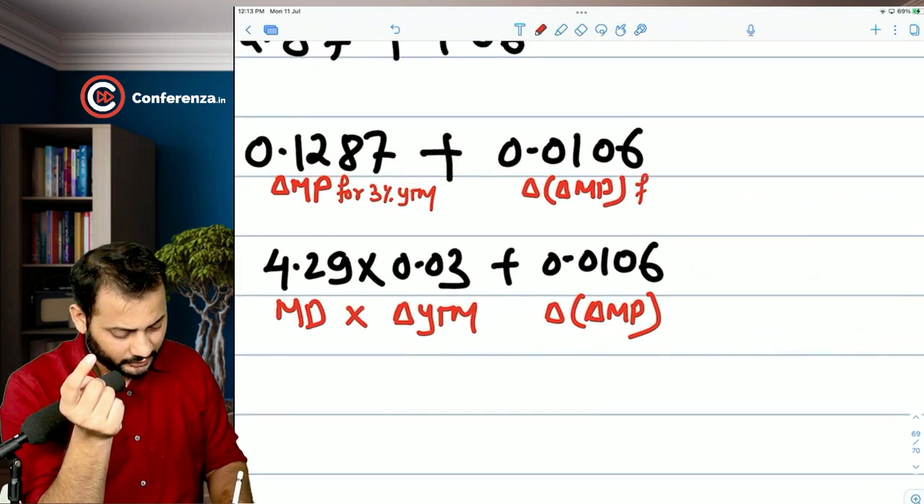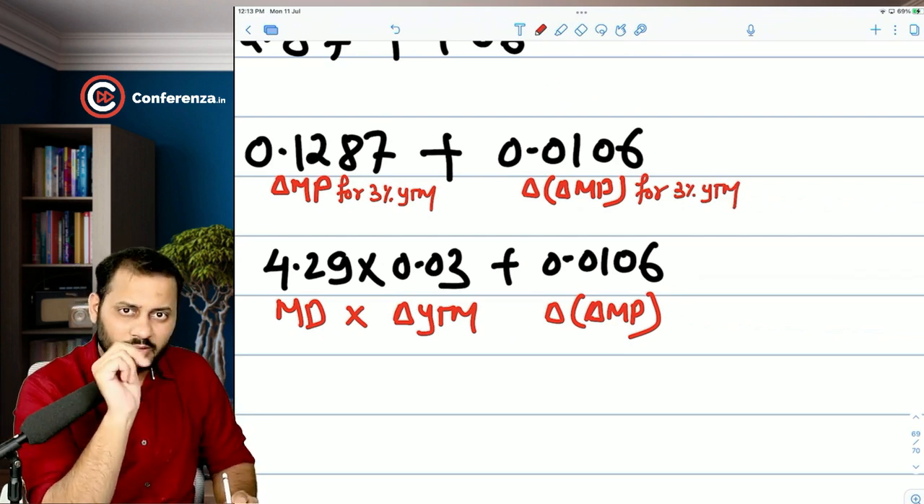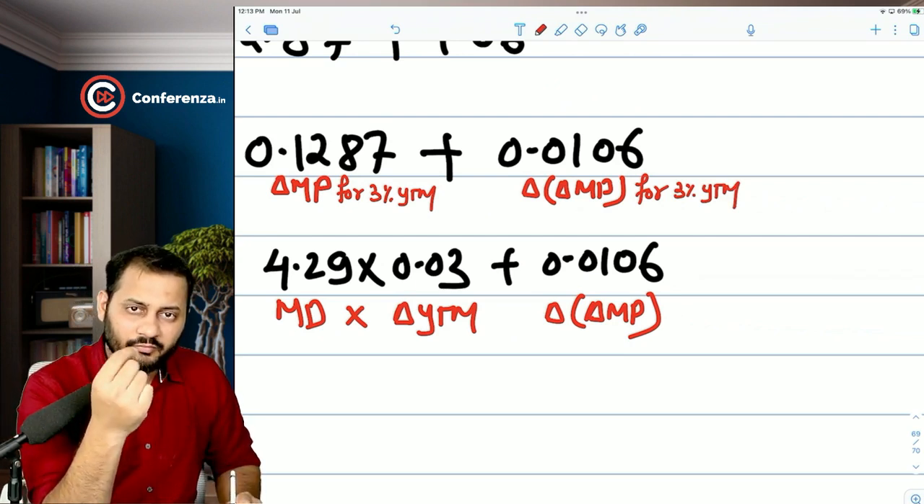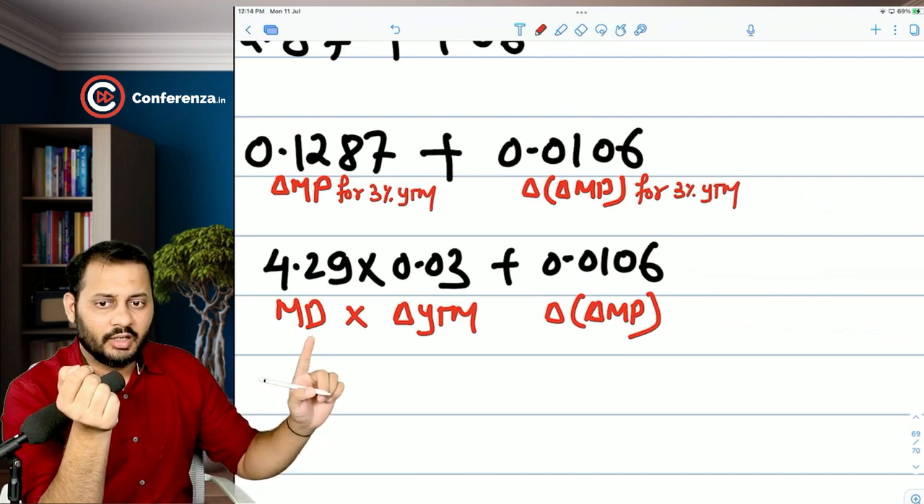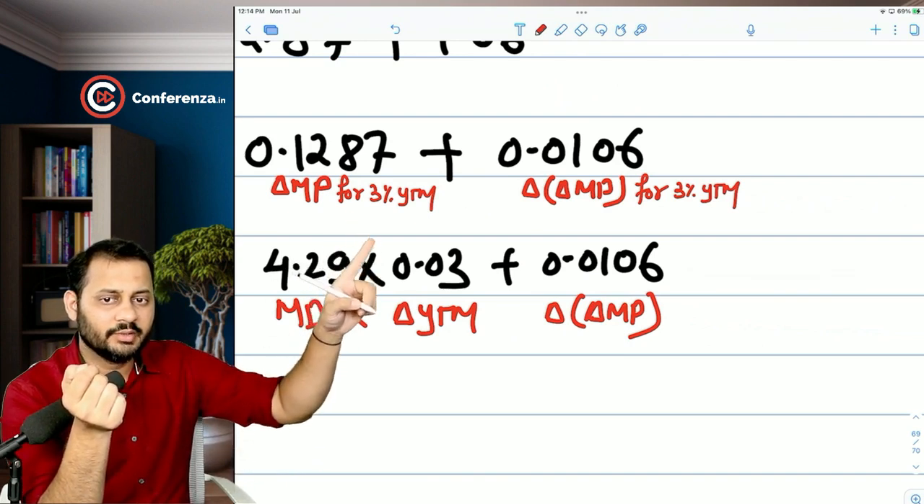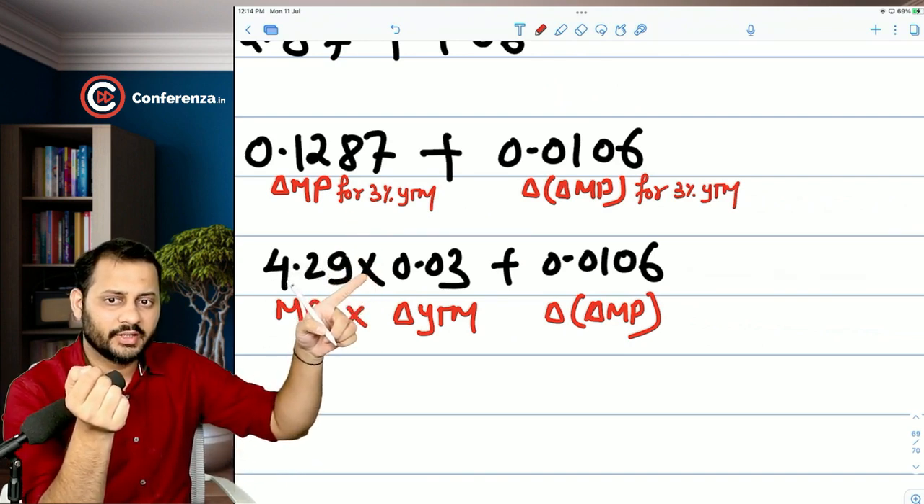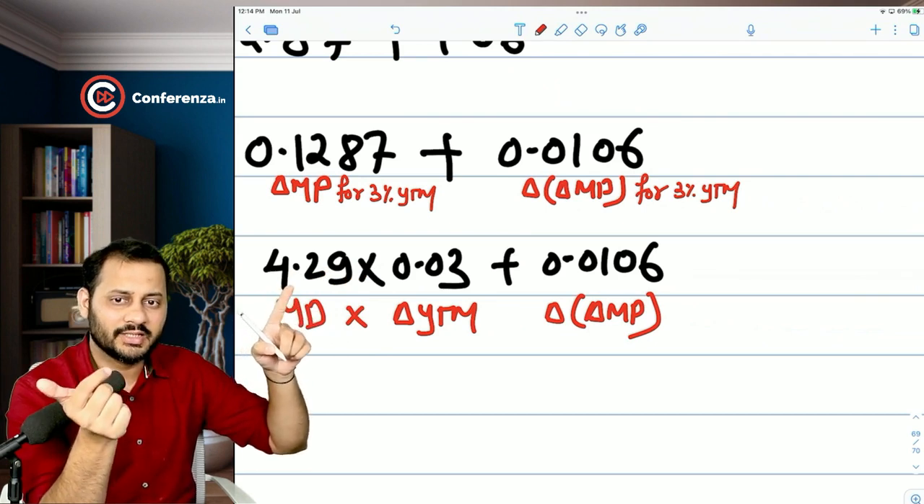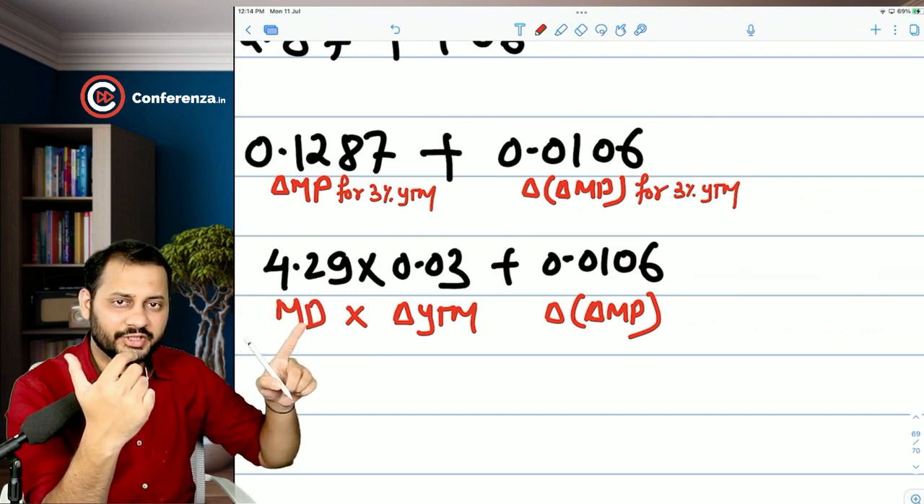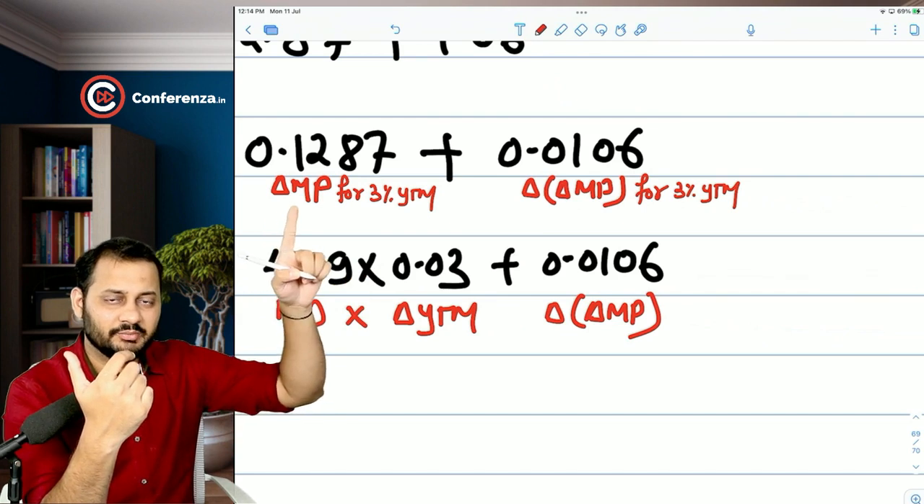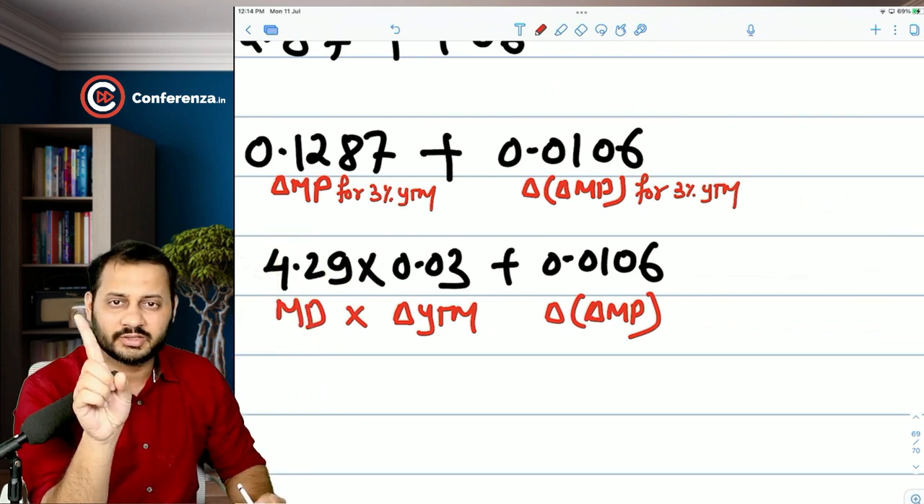We will also call it as for 3% YTM. All the above figures are changing for 3% YTM. Now, if I remove that 3% YTM and write it separately, what will this figure be called as? This is the modified duration, that is the change in market price for 1% YTM.